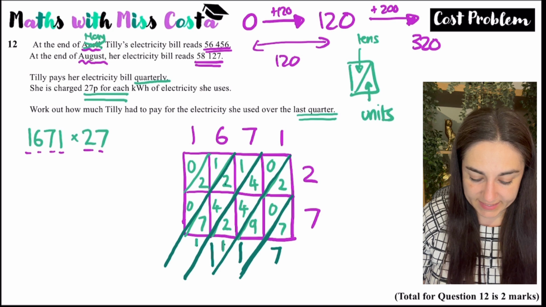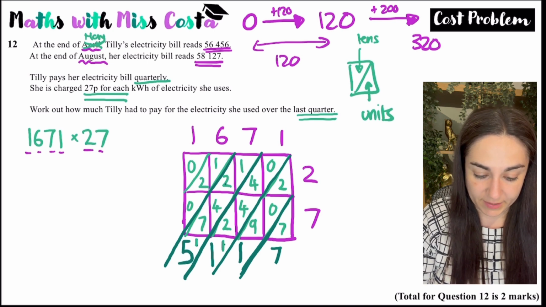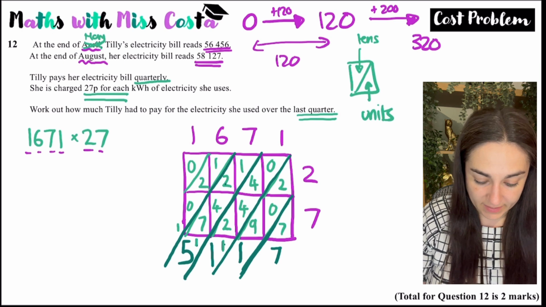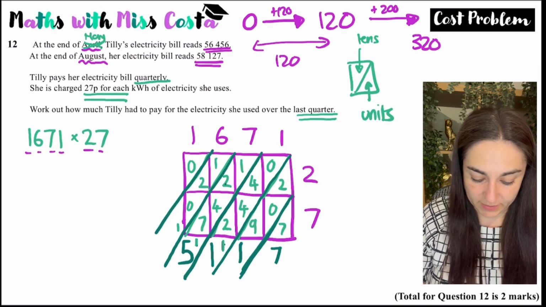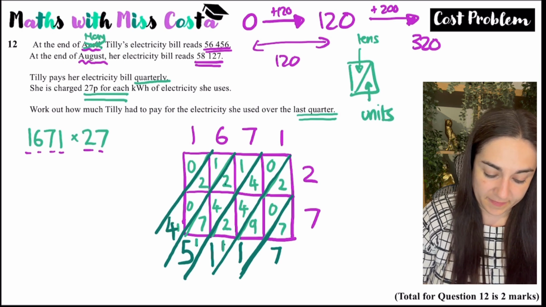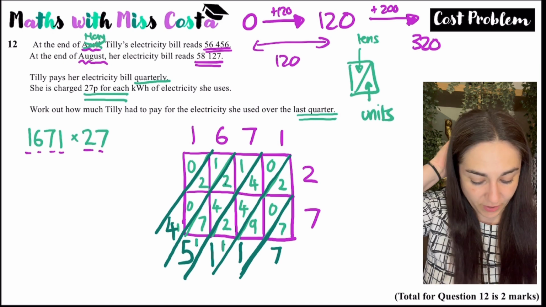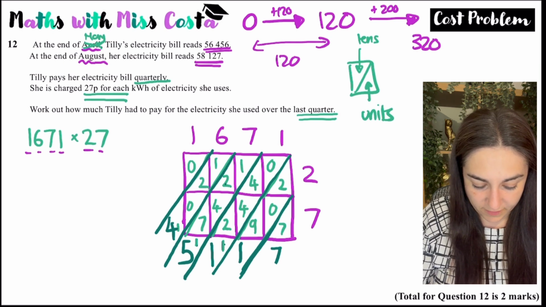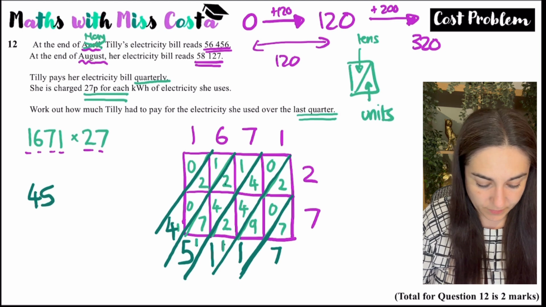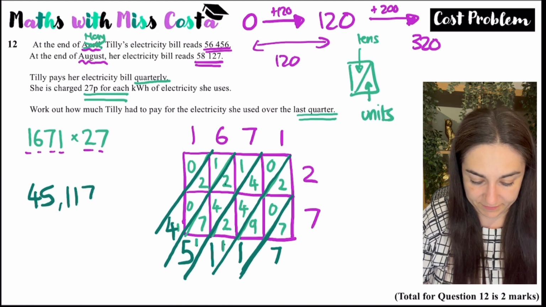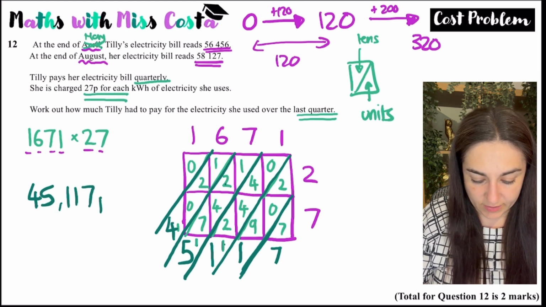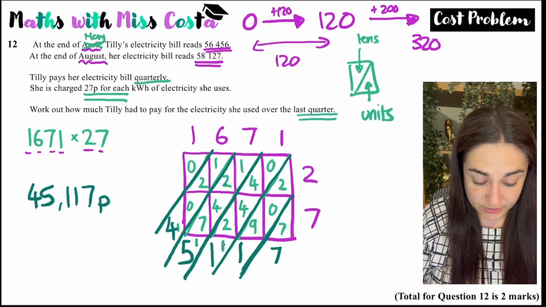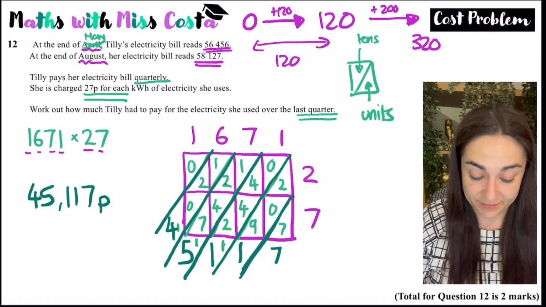3 plus 7 is 10, plus 4 is 14, plus 1 is 15. So I carry the 1 into the next one. And the next diagonal, I do 2 plus 1 plus 1, which is 4. And then the last column is 0, so I don't write anything. So that gives me 45,117. So she had to pay 45,117 pence.